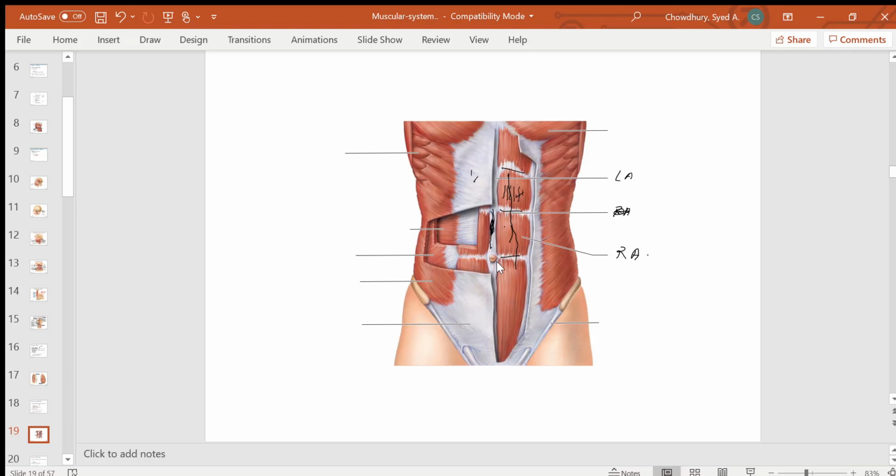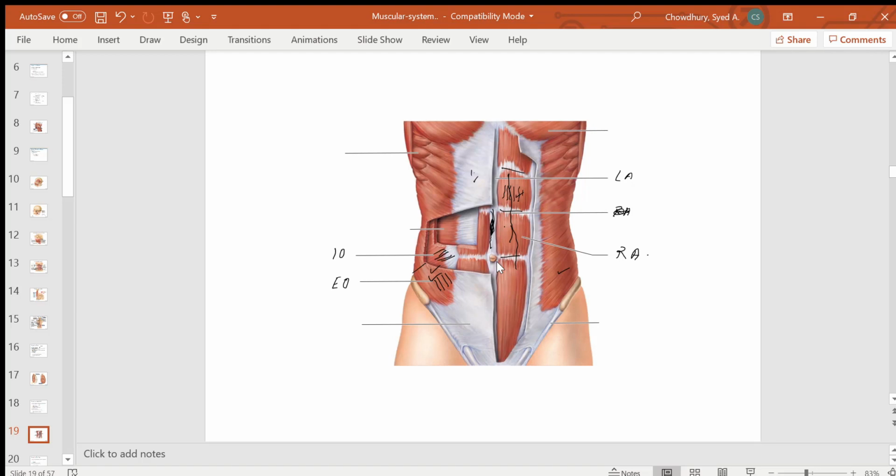And then this is the external oblique. You see the fibers are oblique, like this, and it is the outer one. That's why this is called external oblique. And under that, if you remove this one, you see the fibers are oblique but in the opposite direction. So internal oblique.